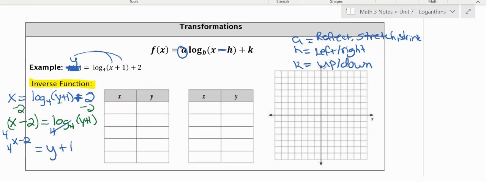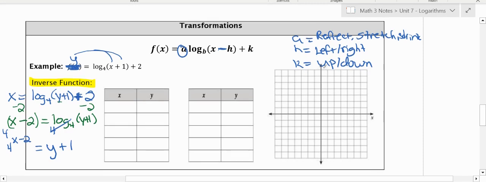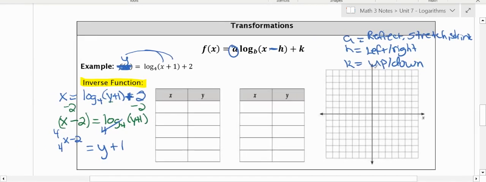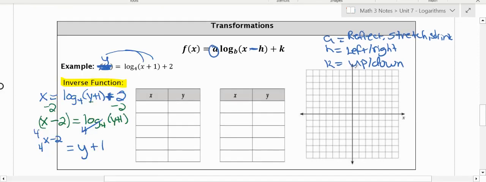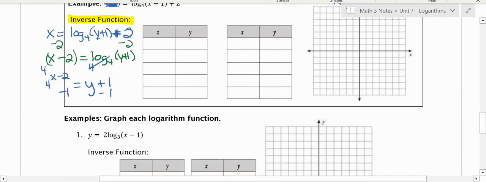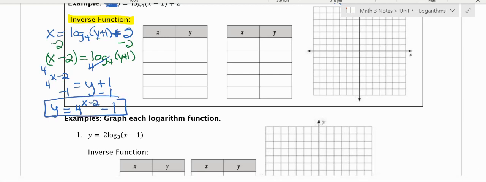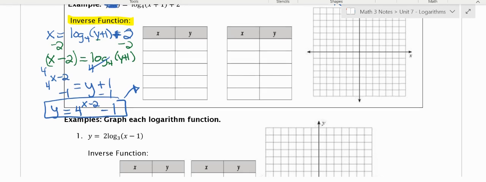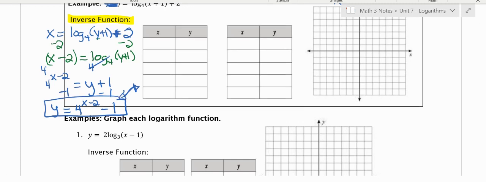And now I'm going to go ahead and subtract 1. So if I go ahead and subtract 1, we're going to get here 4 to the x minus 2, minus 1. Okay, so this is what we just found was the inverse. Now what we can do is we can actually use some cool features on our calculator since we now all have a graphing calculator. So I'm going to go to my calculator. I'm going to hit y equals, and I'm going to type in the inverse function here.